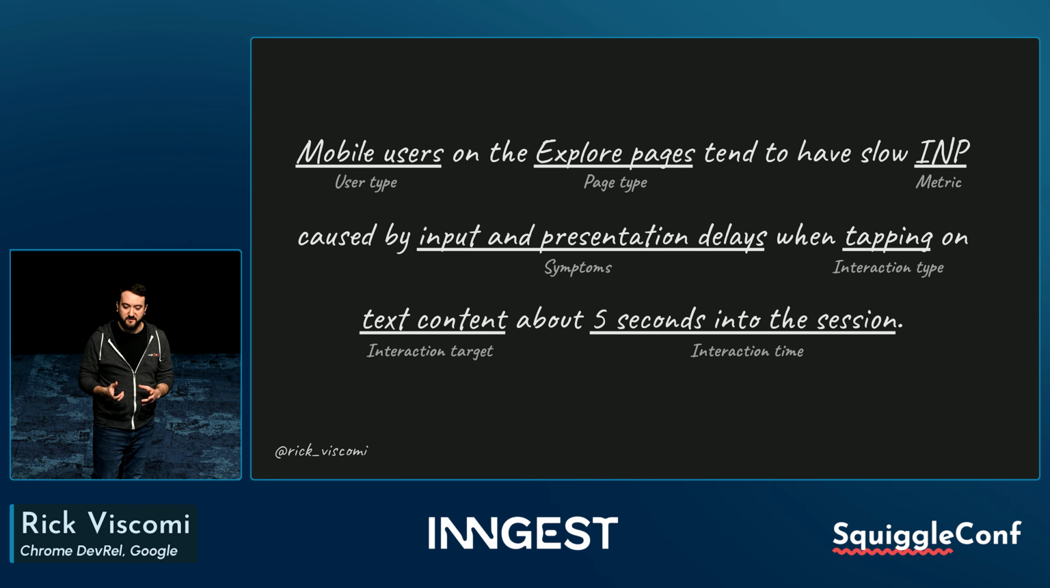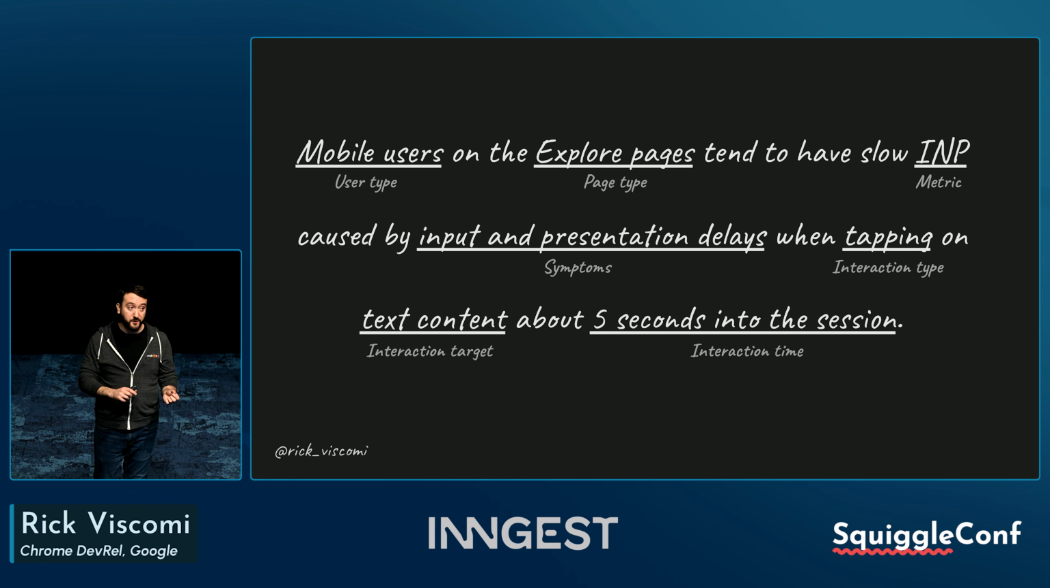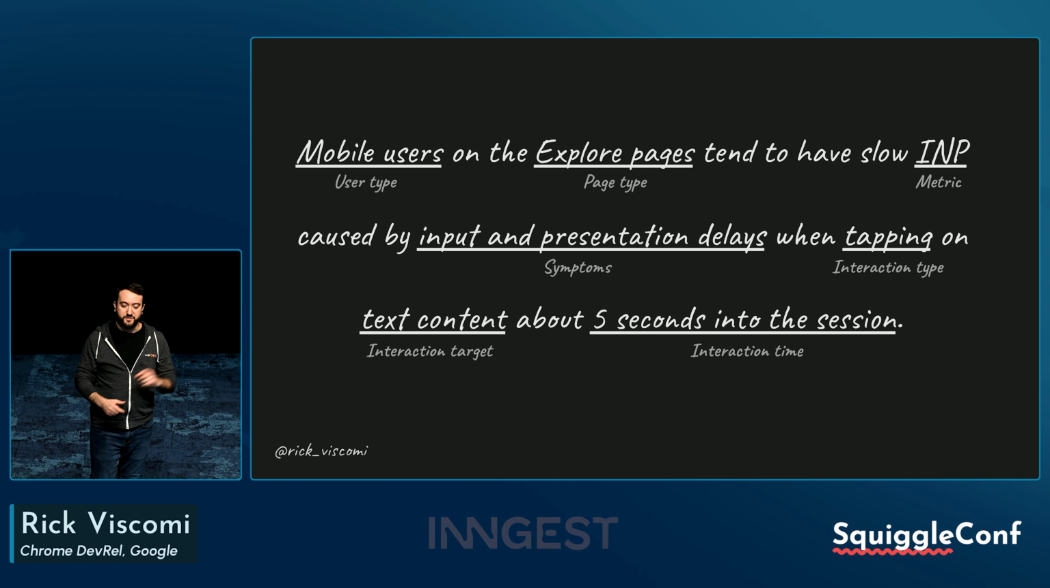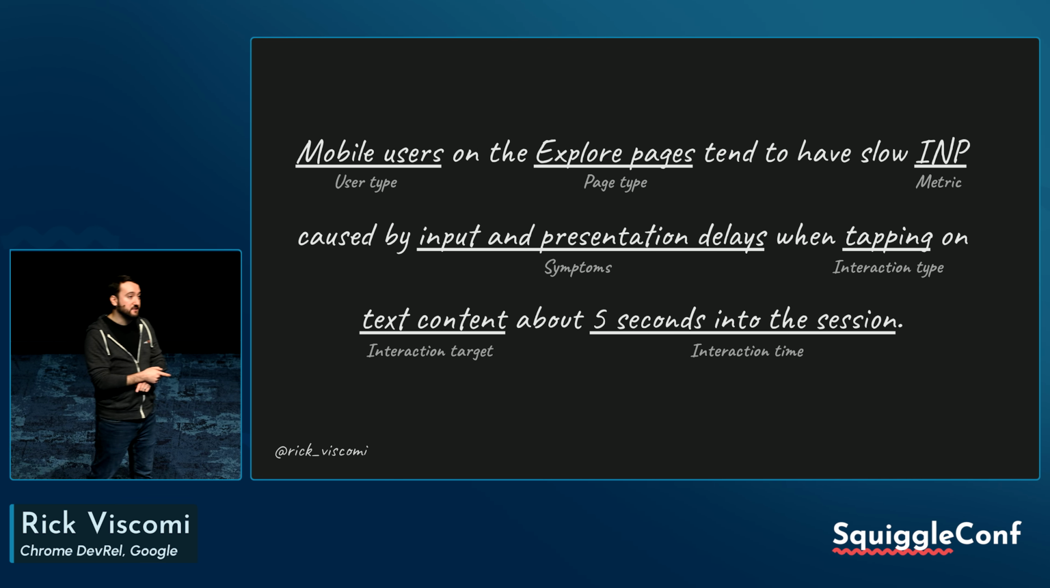And putting all of this together, here's my Mad Lib. It seems like mobile users on the Explore pages tend to have slow INP caused by input and presentation delays when they're tapping on text content about 5 seconds into the session. Well, now I know where to look. I can fire up a performance trace under those conditions and get to work.